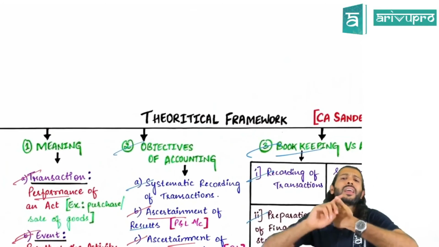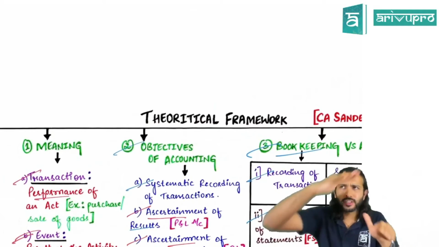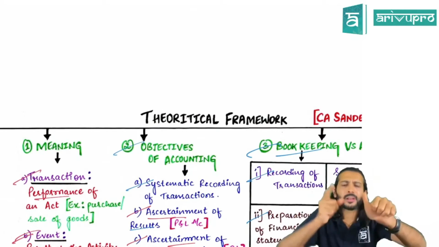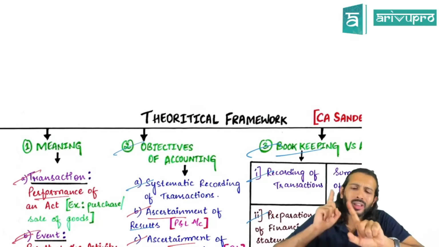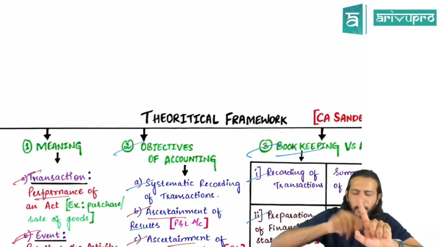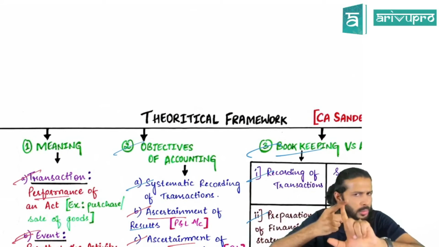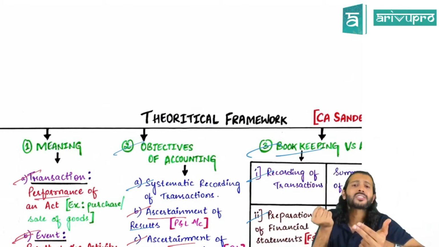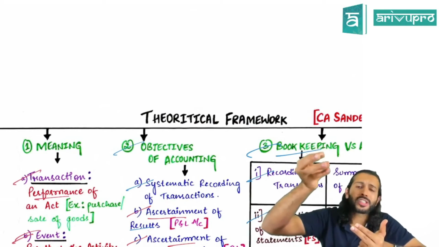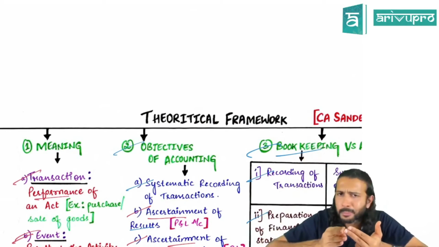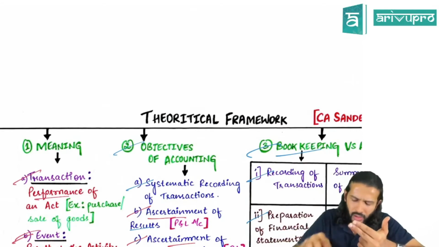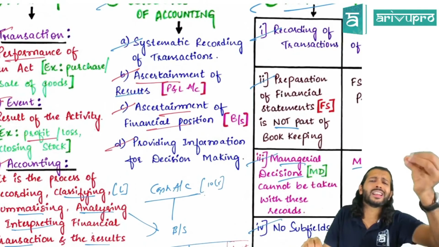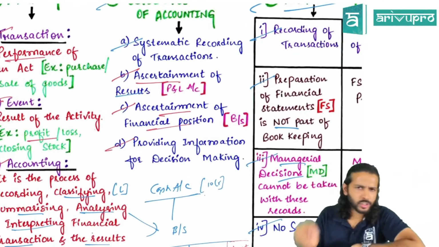Next, what do we achieve by accounting? One objective is that you can record all the transactions, so systematic recording of transactions will happen. Two, with the help of accounting, you will be able to know the results, meaning whether you made a profit or a loss. Third, you'll know the financial position, meaning how many assets the company has and how much liabilities the company has to pay. And also decision making. Accounting gives you all the necessary information through which decisions can be taken.